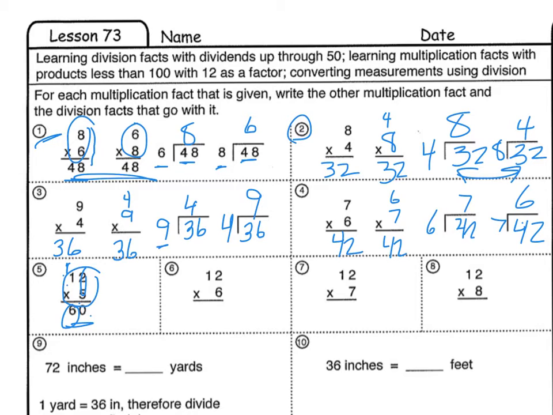So you should have already done 6, 7, and 8. 12 times 6 is 72. 12 times 7 is 84. And 12 times 8 is 96. Alright, moving on.